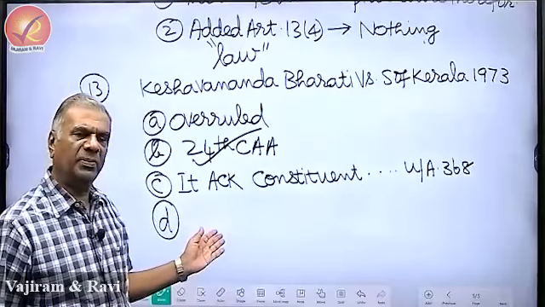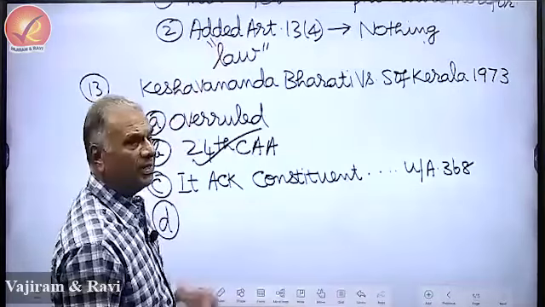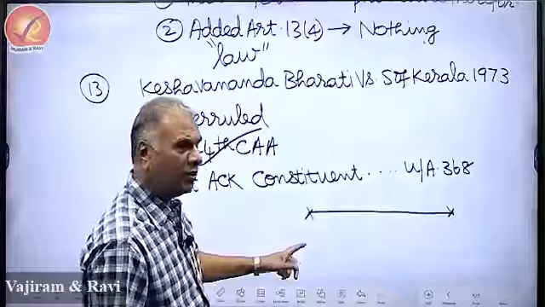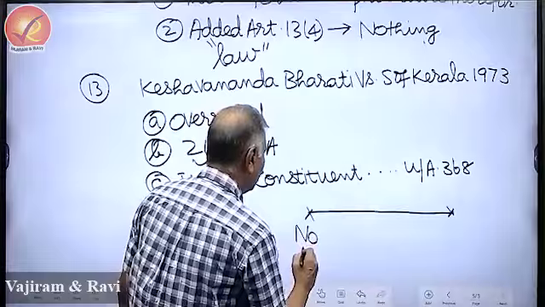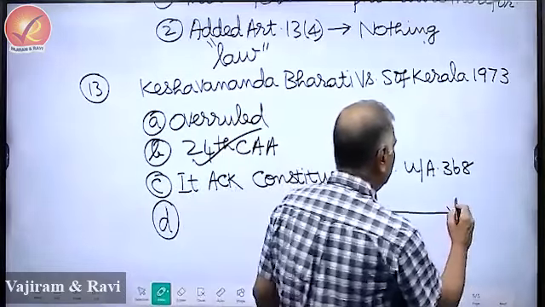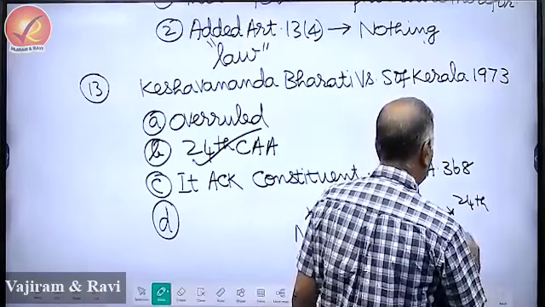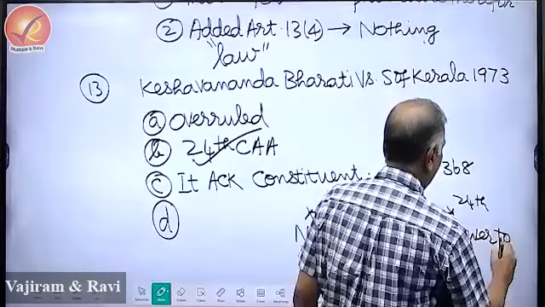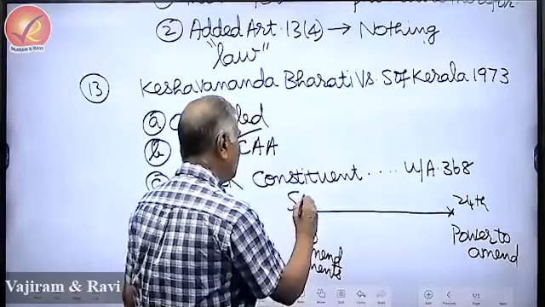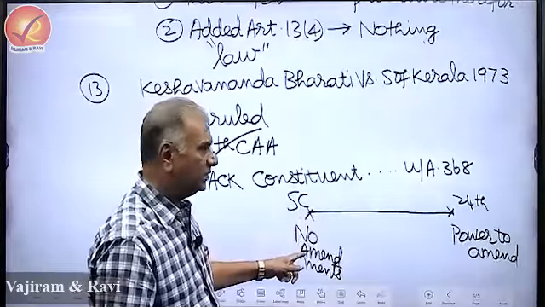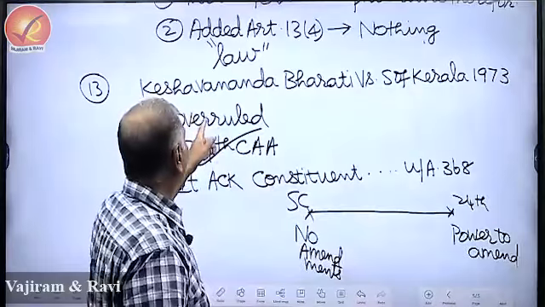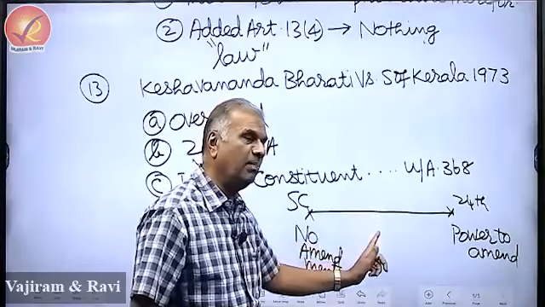So this decision was a very balanced one. After the 24th Amendment Act, what was the decision of the Supreme Court in the Golaknath case? No amendments. And what did the 24th Amendment Act state? Power to amend. So these were the two extreme views taken by the Supreme Court at the end of the Golaknath case decision and at the end of the 24th Amendment Act. Two diametrically opposite decisions. And the Supreme Court in the Kesavananda Bharati case found an excellent balance between these two stands.